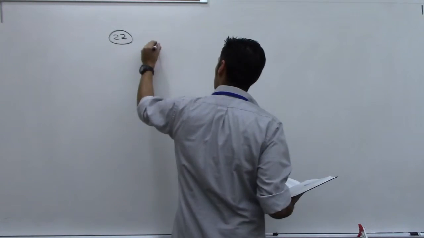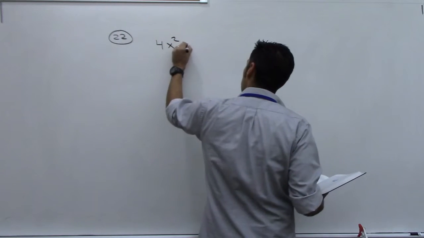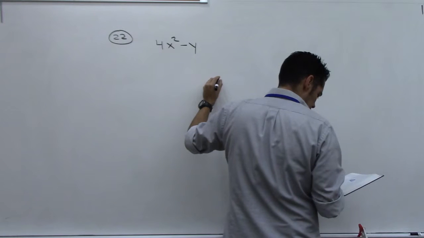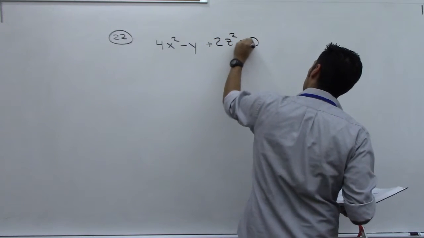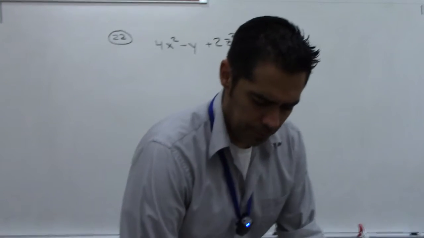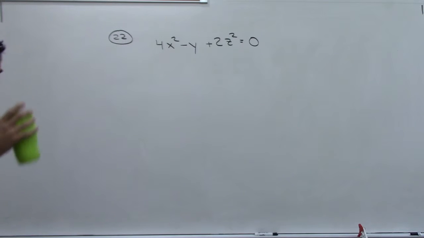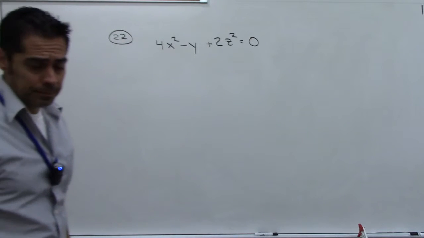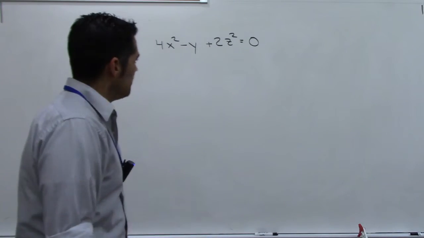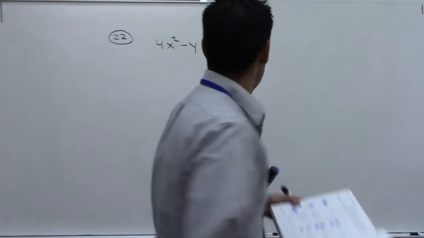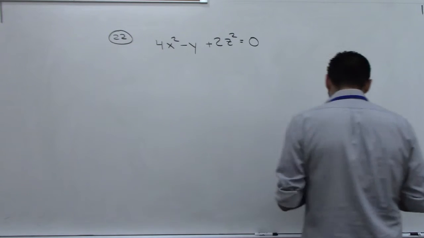Four x squared minus y, plus 2z squared equals 0. So again, I'm going to be looking on page 578, trying to match up what looks like it would go best with this. So notice I have two variables that are squared and one of them which is not.